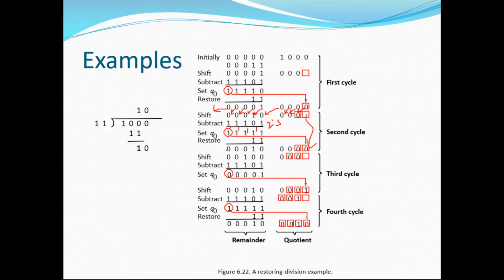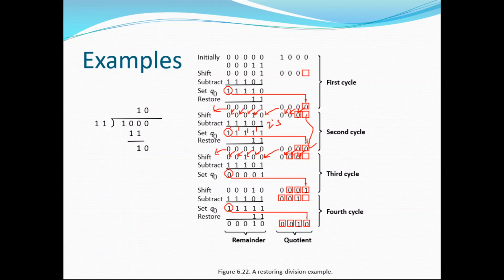Third cycle, shift again to the left. So this 0 will go out. This 0 will come here, this 0 will come here, this 1 will come here, this 0 will come here, and each of the remaining 0s will move one place to the left, and here an empty place is now created.